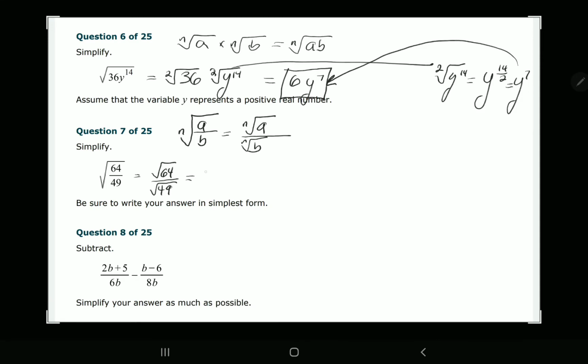Square root of 64 is going to be 8. Square root of 49 is going to be 7. The answer is going to be 8 over 7. And that is the radical in its simplest form.